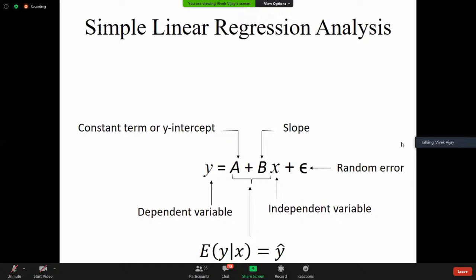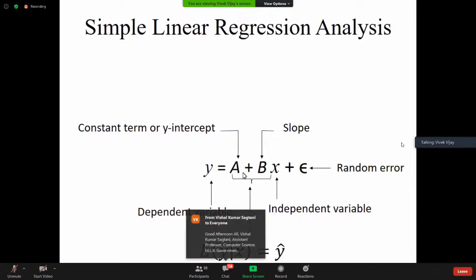So what is this error all about? As we talked earlier, when we talk about regression, what is the error? Error means the difference between the actual value and your predicted value. So this is your actual value y, and a plus bx is what we are calling the predicted value, what you are expecting for y for a given value of x. So y minus y hat, where y is the actual value and y hat is the predicted value, the difference is what is called error.